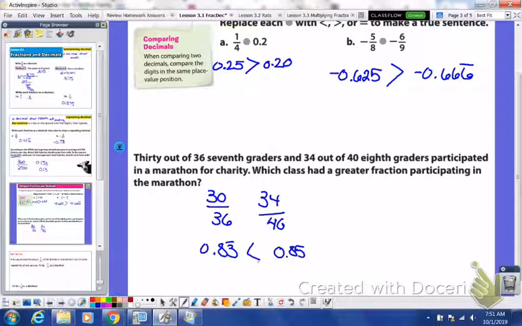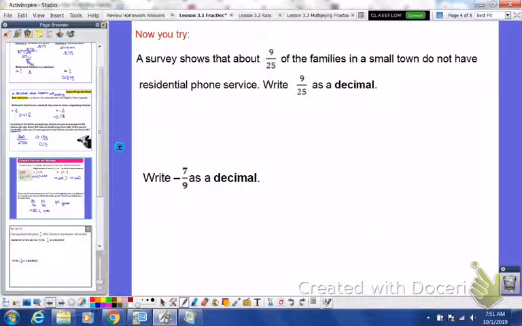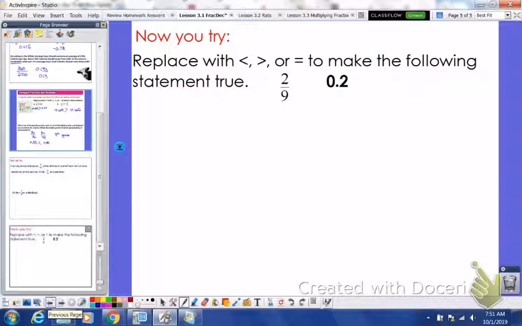The 3 compared to the 5 is less than. So which class had a greater fraction? The 34 out of 40 was greater, so the 8th grade. Our answer would be 8th grade. Make sure on word problems you actually answer the question. Okay, so there's lesson 1. You'll see there's a couple more problems in your notes. There are 3 in total. Don't forget about the last one.